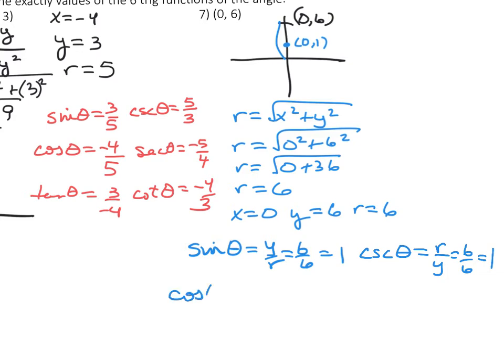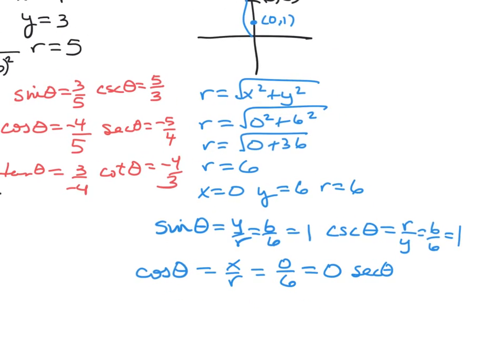Cosine, x over r. My x is 0, my r is 6, simplifies to 0. Reciprocal, r over x, 6 over 0. Undefined, type in UD, lowercase. Okay, so you need to know the difference. When there's a 0 in the numerator, you're going to type in a 0. When there's a 0 in the denominator, you're going to type in the letters UD.